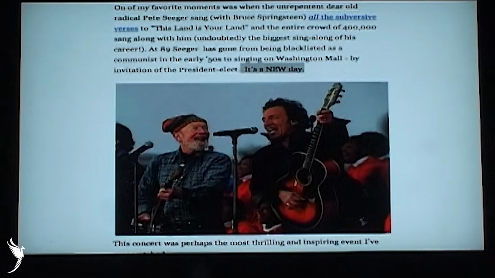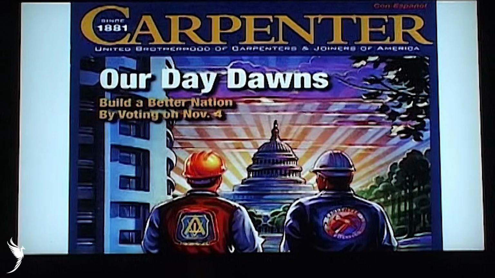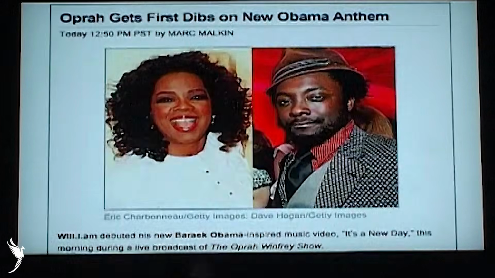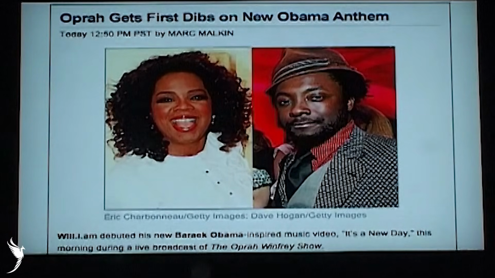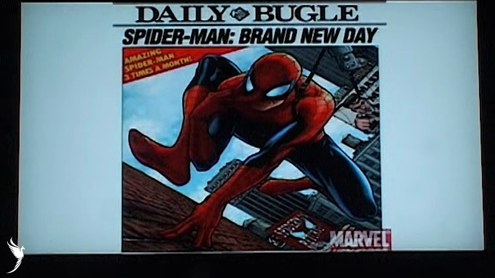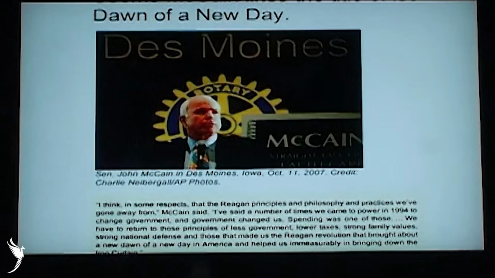And here's Pete Seeger and Bruce Springsteen singing about the coming of the new day, having no idea in the world what they're talking about. Yeah, the Carpenters Union, they're celebrating the dawn of a new day. Our new day dawns. Even now their music being financed by Oprah, who is financing the new music albums for Obama. And it's going to be called It's a New Day. New Day Films in Hollywood. We're seeing this whole concept of brand new day, which represents the Illuminati communism for the whole world.